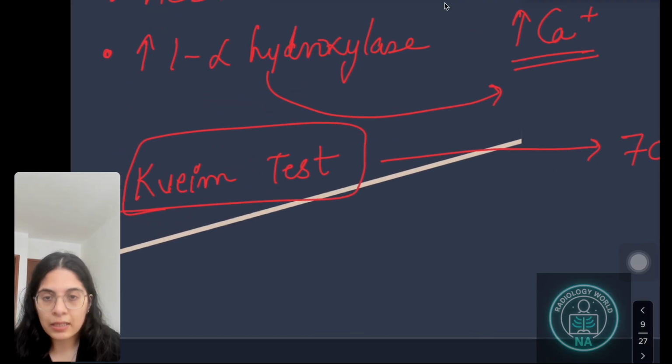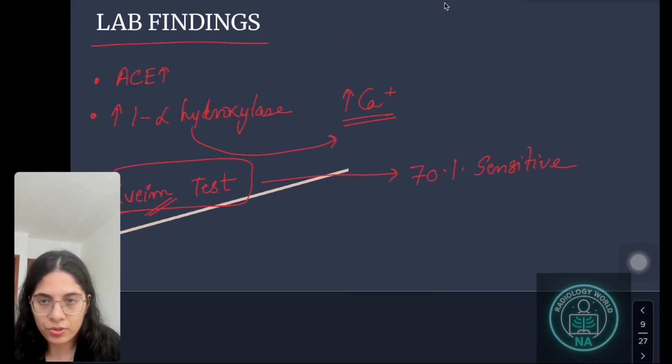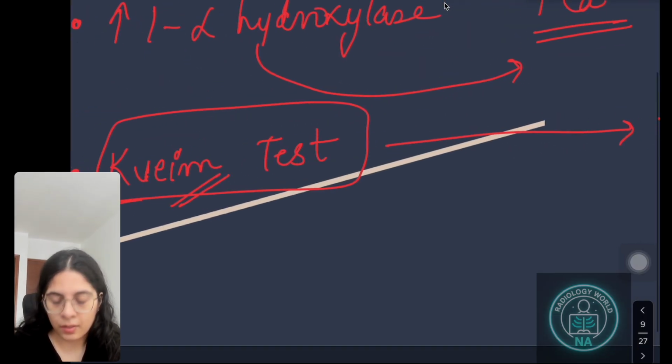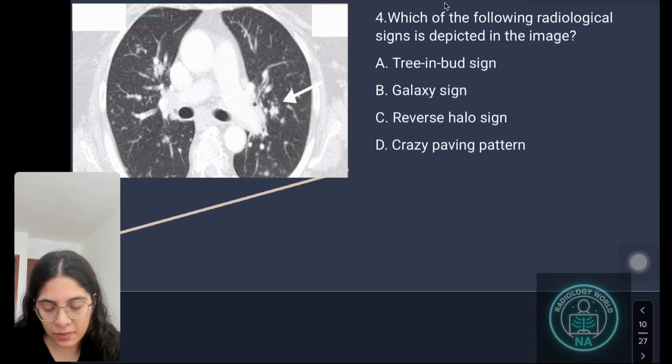Okay, so this is the Kveim test, which we use for testing sarcoidosis. It's very, very sensitive. People who have sarcoidosis will present with this. The true positive rate is very good, but it's not very specific for sarcoidosis. So that is all about our Kveim test. Okay, so let's move towards our next question.